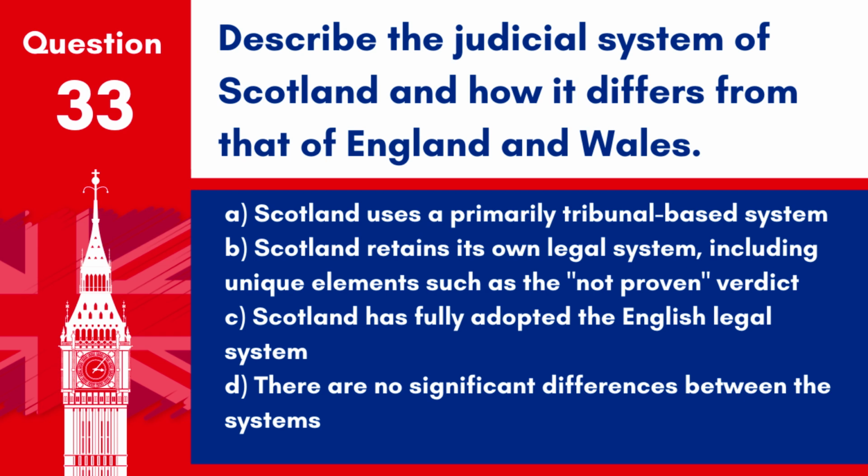Question 33. Describe the judicial system of Scotland and how it differs from that of England and Wales. A. Scotland uses a primarily tribunal-based system. B. Scotland retains its own legal system, including unique elements such as the not proven verdict. C. Scotland has fully adopted the English legal system. D. There are no significant differences between the systems. Answer: B.